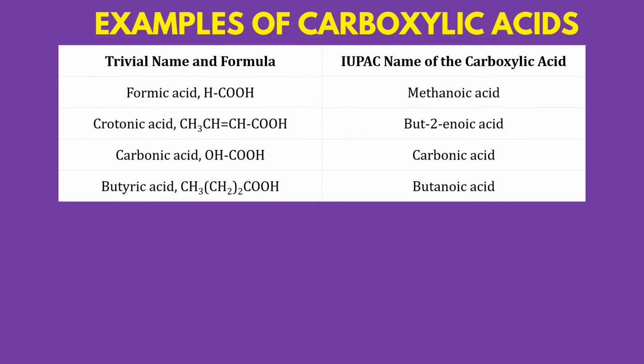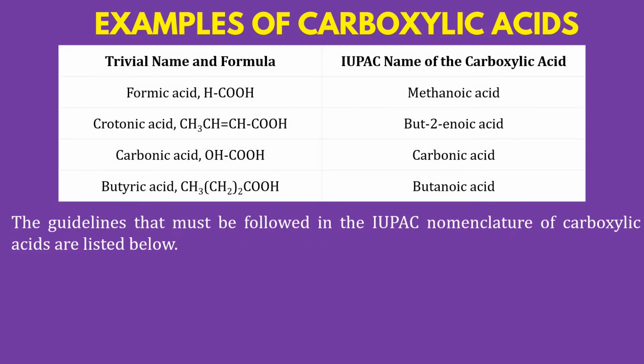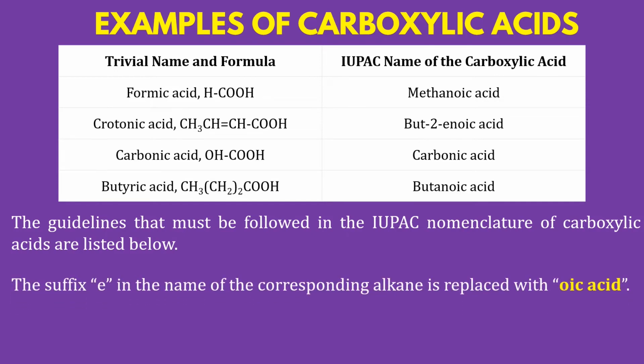Examples of carboxylic acids. The guidelines that must be followed in the IUPAC nomenclature of carboxylic acids are listed below. The suffix E in the name of the corresponding alkane is replaced with oic acid, just like methanoic acid, carbonic acid, butanoic acid, and butyroic acid.